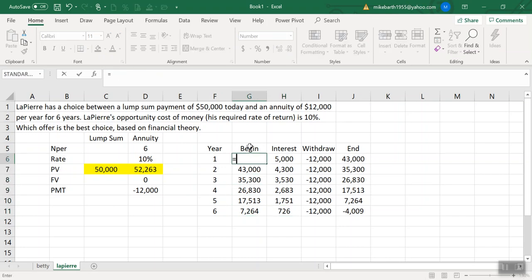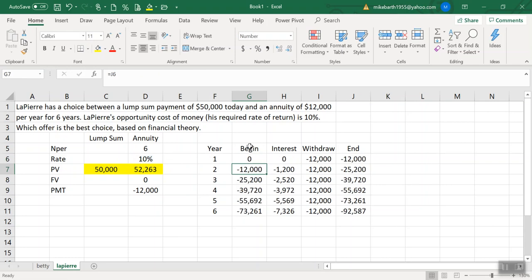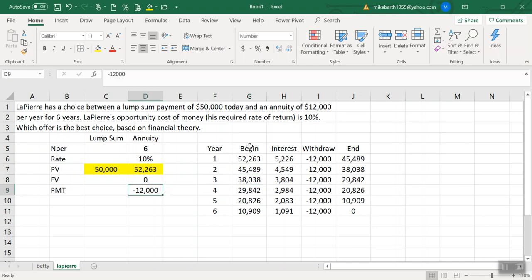So that's why when we say the present value of this is $52,263, it means that regardless of whether I got $12,000 a year for 6 years or $52,263 today, $12,000 a year for 6 years is the equivalent of $52,263 today.